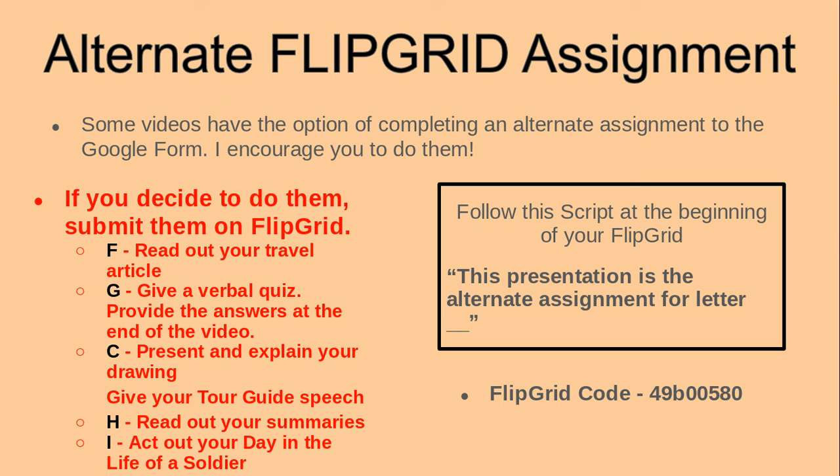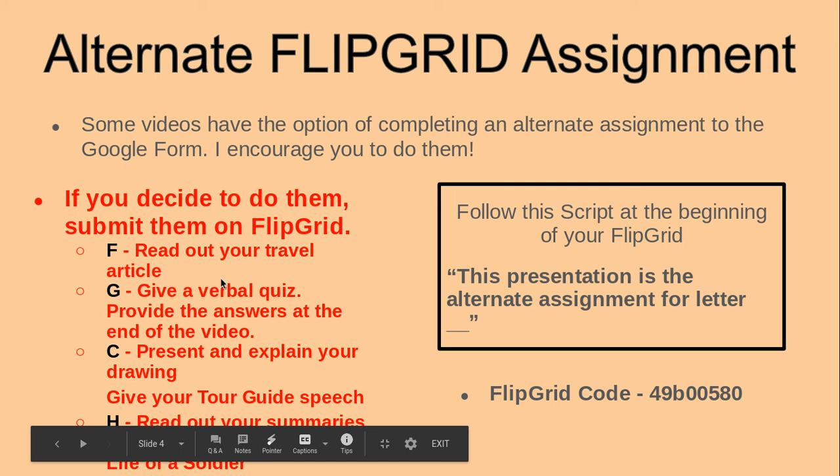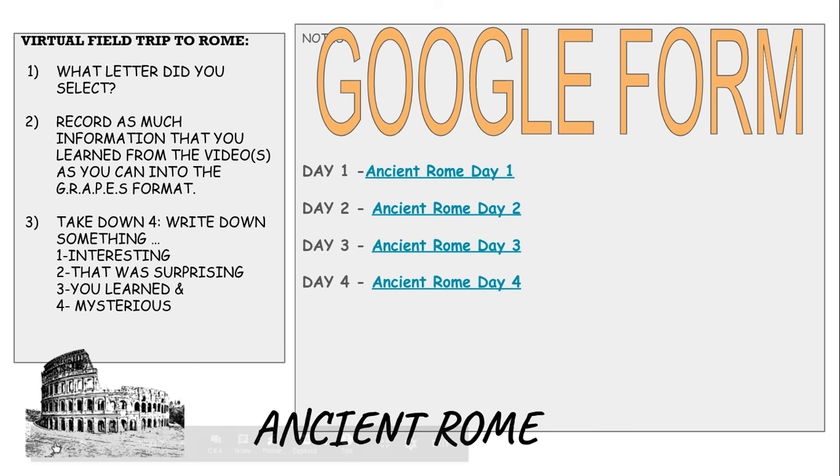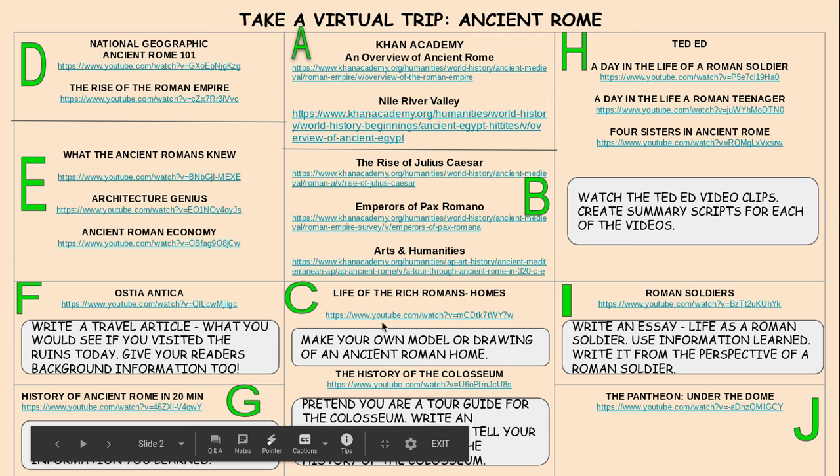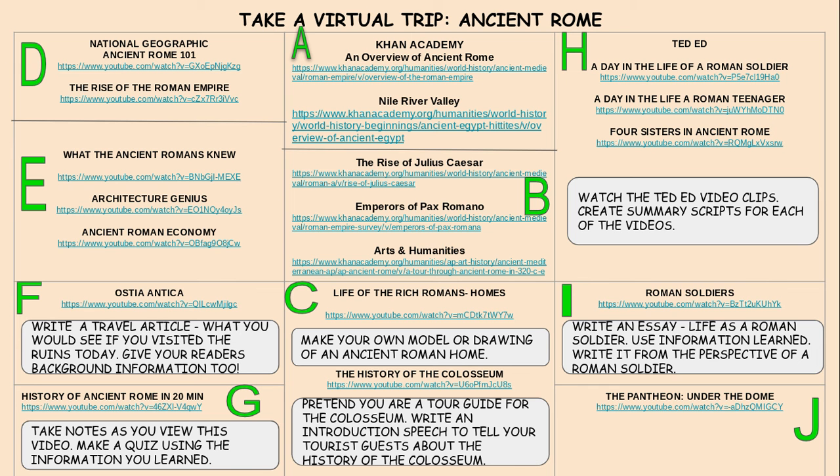Okay, say you were doing section C. So let's take a look at section C. There are two videos here. Each of them has two different options, each of them has two alternative assignments. So if you do section C and you decide not to do the Google form, you need to do both of these alternative assignments. All right, so section C.